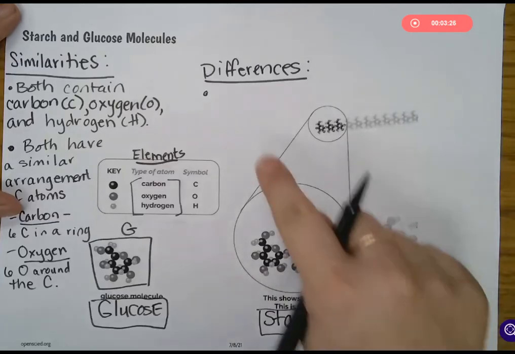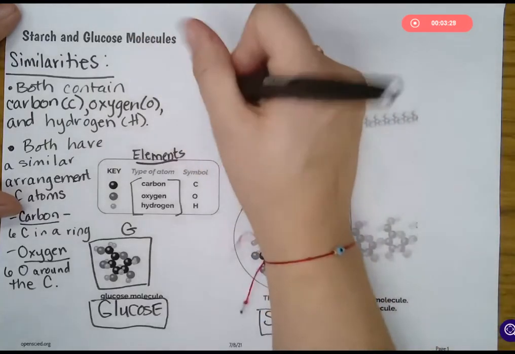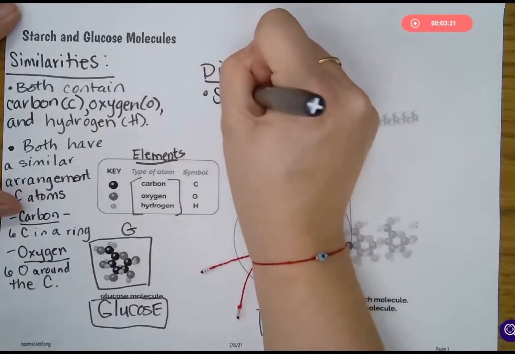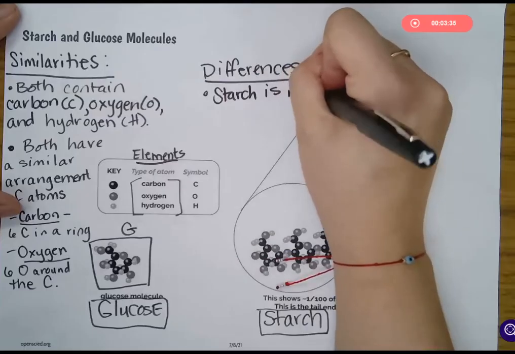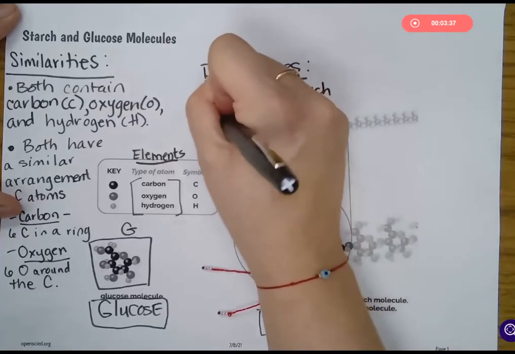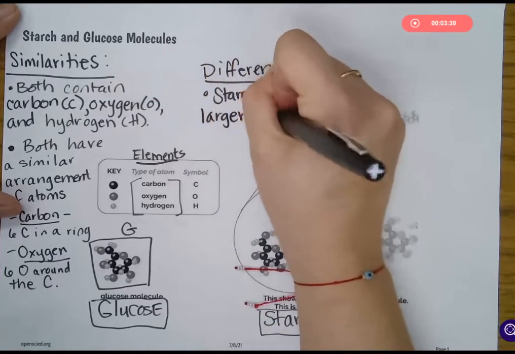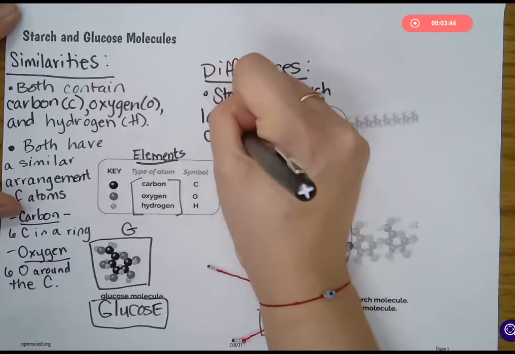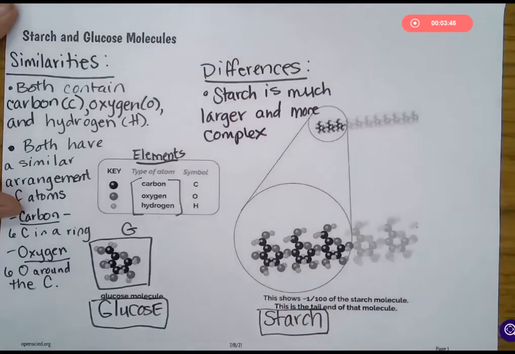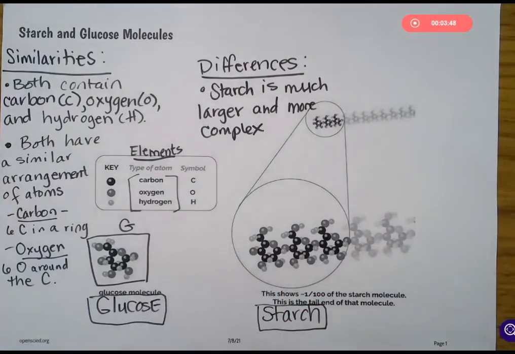So the major difference is starch is much larger and more complex. That's the big difference.